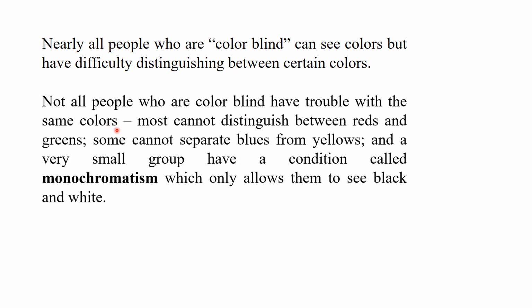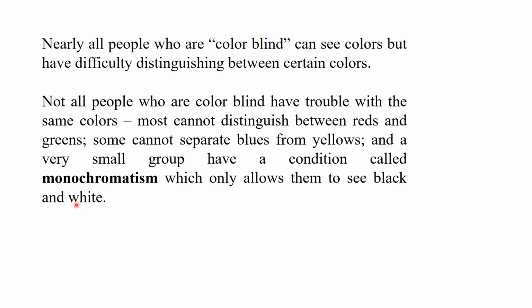जो सारे colorblind people होते हैं उनमें जरूरी नहीं कि सारे एक ही कलर के साथ प्रॉब्लम हो. Most cannot distinguish between reds and greens. Some cannot separate blue from the yellows, and a very small group have the condition called monochromatism. That is the condition which only allows them to see black and white. सिर्फ उनको black and white नजर आता है.